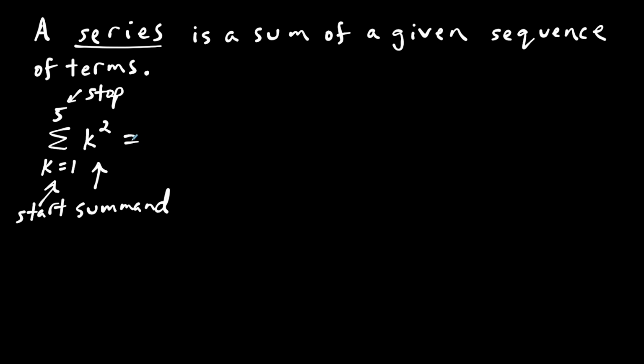So when we want to evaluate this, we start at 1, and we plug in k equals 1 to get 1 squared. We plug in k equals 2, and that'll give us 2 to the second power. And then we plug in 3, 4, and 5, but we stop at 5 because 5 is the number at the top of our sigma here. And now this series, we're going to add all this stuff together.